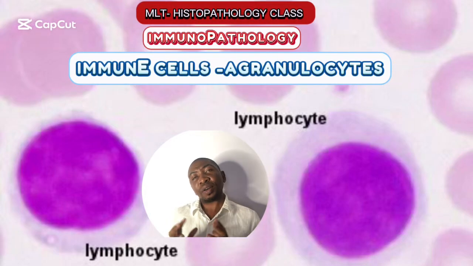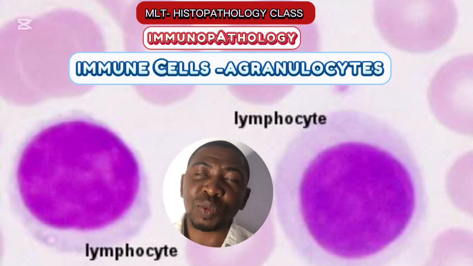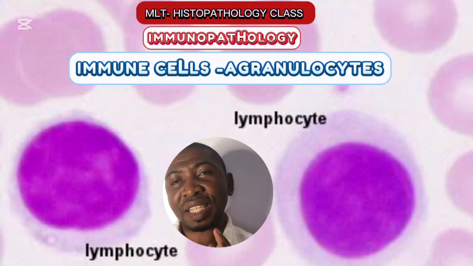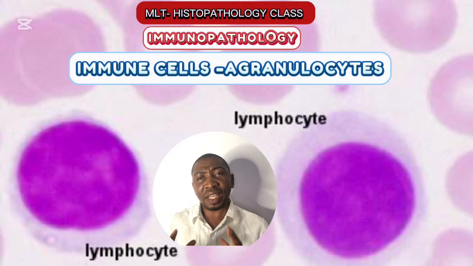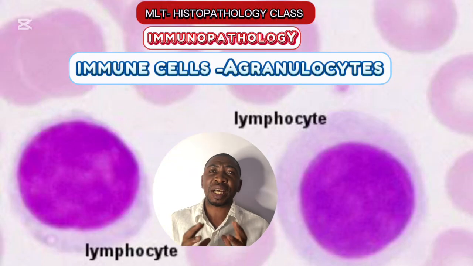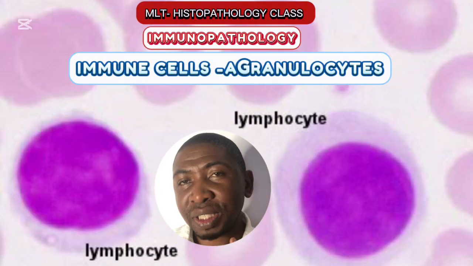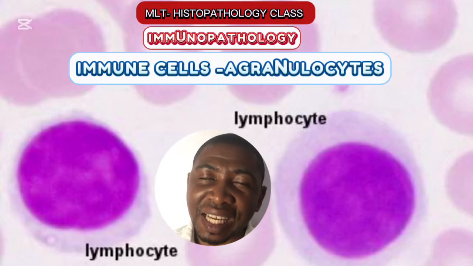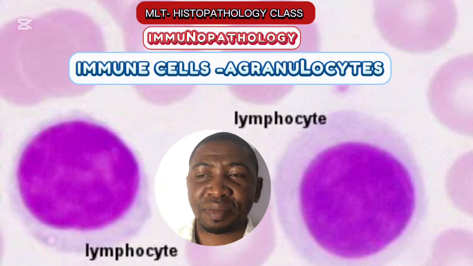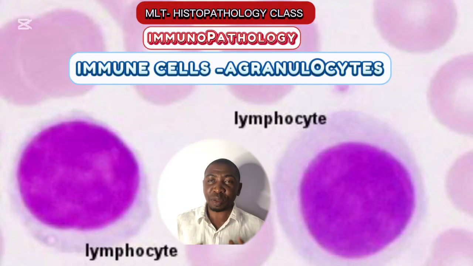Category number 2, agranulocytes. These are cells with no visible granules in their cytoplasm under a light microscope, and they are mainly involved in adaptive immunity and regulation. Examples include number 1, lymphocytes with dark purple, round, slightly indented nucleus, with clear sky blue cytoplasm in small lymphocytes.